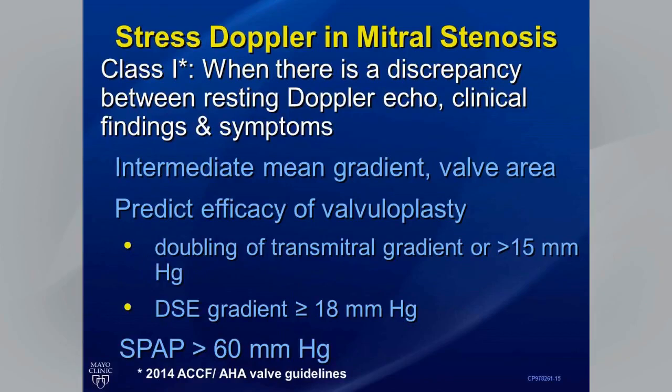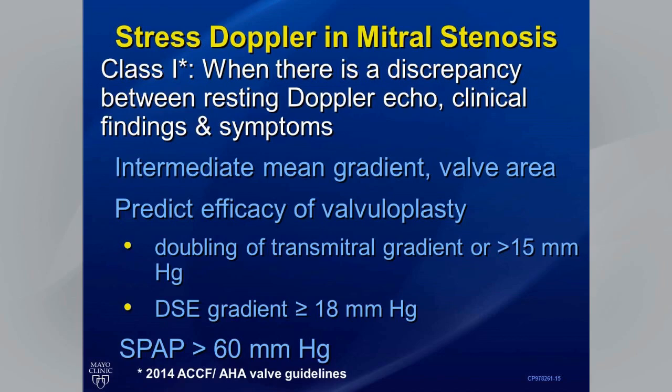Guidelines for valvular heart disease now give stress echo for mitral stenosis a class 1 indication when there's a discrepancy between resting Doppler and clinical findings and symptoms. So this is the case when there's an intermediate mean gradient in valve area. And we can use it to predict the efficacy of valvuloplasty when there's a doubling of transmitral gradient or the gradient goes to more than 15 millimeters mercury.